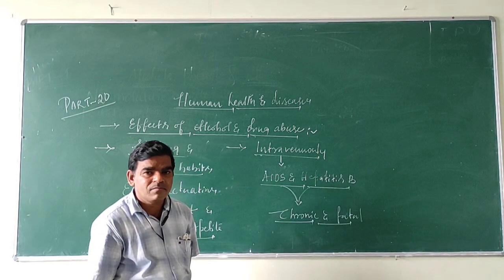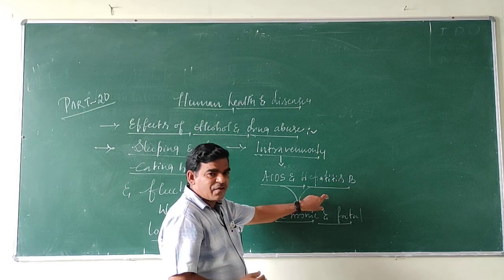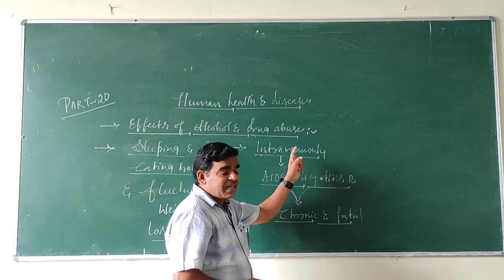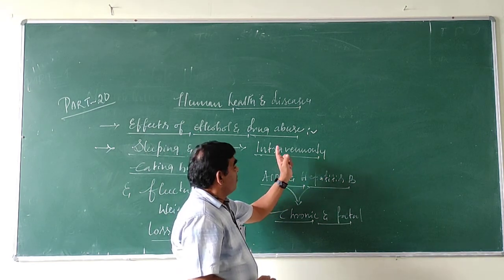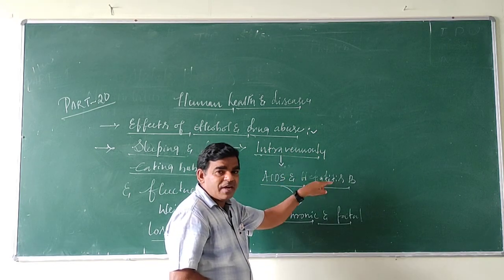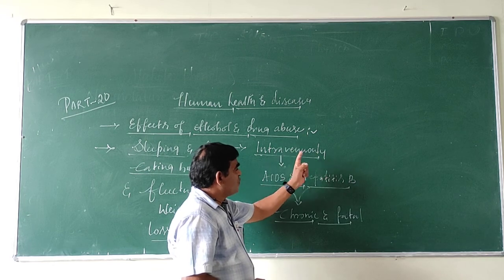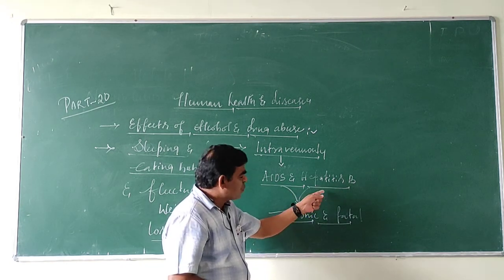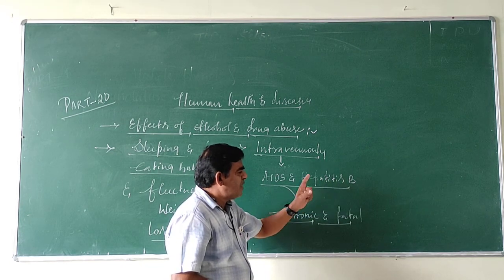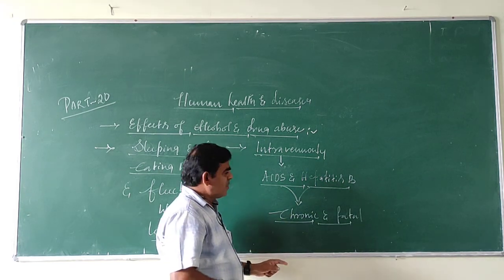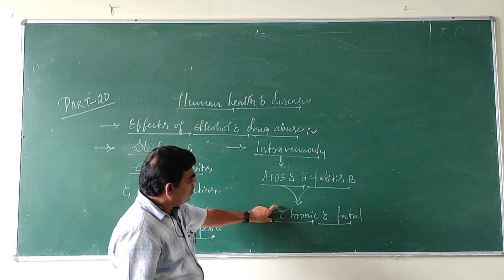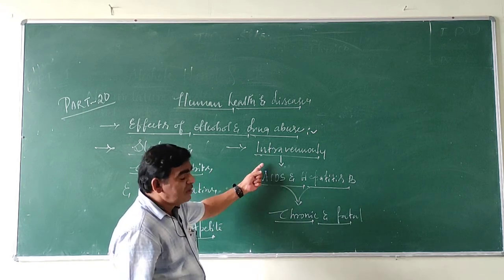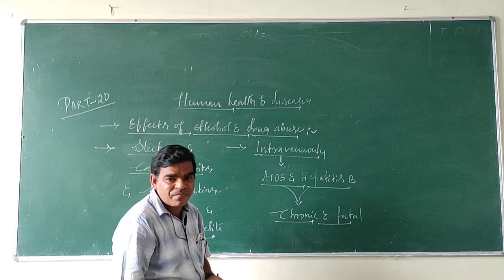AIDS is transmitted through sexual contact and also through infected or contaminated blood, or contaminated syringes and needles. Hepatitis B is also caused by transmission of contaminated blood. That's why these two diseases are very chronic and fatal. These two diseases are caused because of repeated use of needles and syringes in drug addicts.